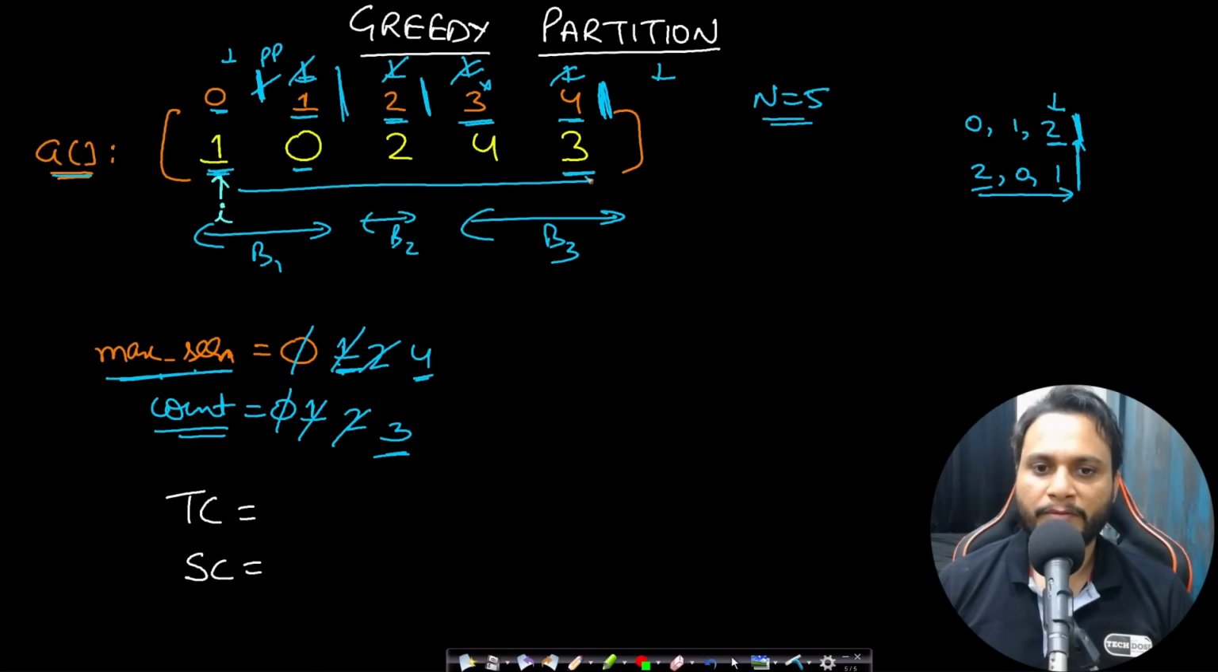We traverse from left to right exactly one time, and therefore the time complexity is order of n, and we are not using any extra space, therefore the space complexity is order of 1. So this is the most optimal approach. Let's now look at the code.